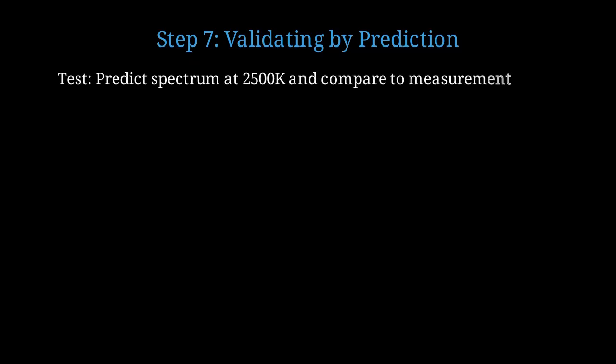Step 7 is to validate the model by predicting the spectrum at a new temperature that wasn't used in the fit. Let's say we fit the Planck formula using data at 1000, 1500, and 2000 Kelvin. Now we predict what the spectrum should look like at 2500 Kelvin and measure it.